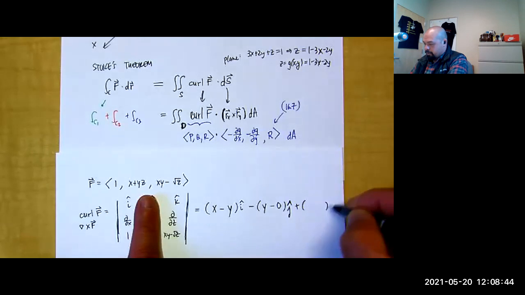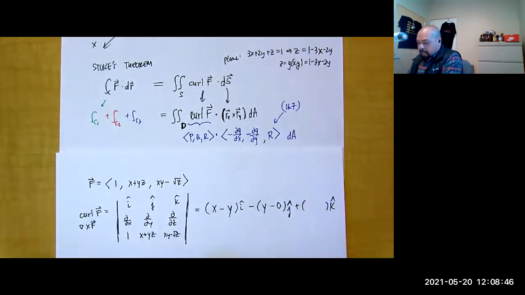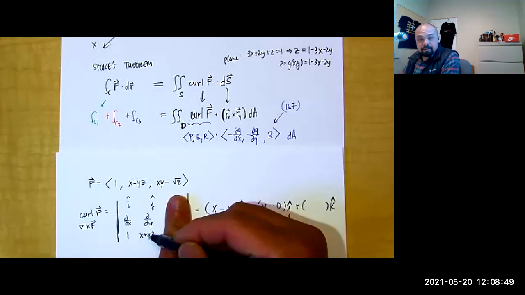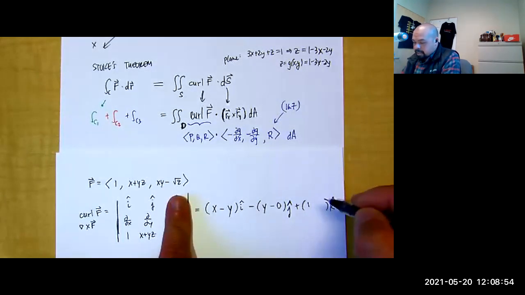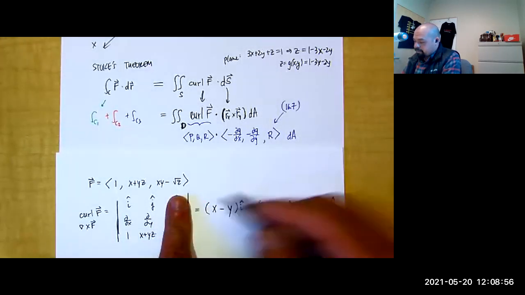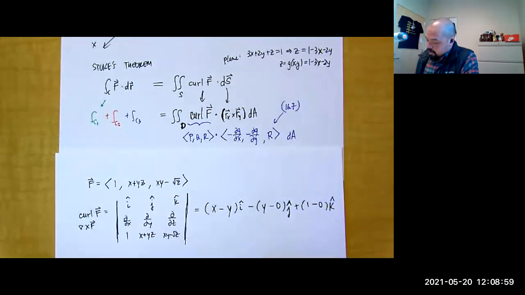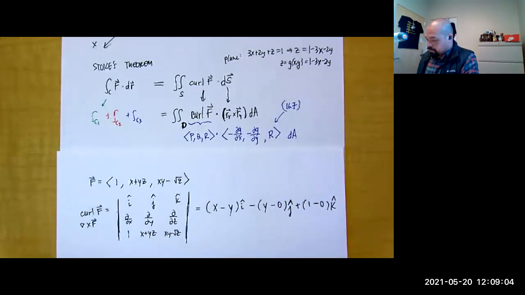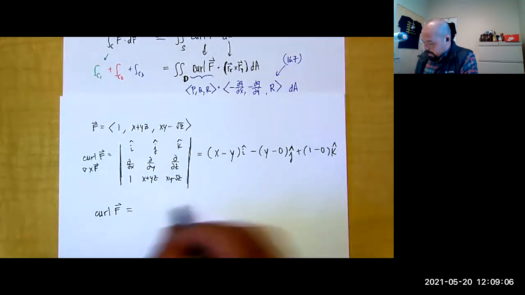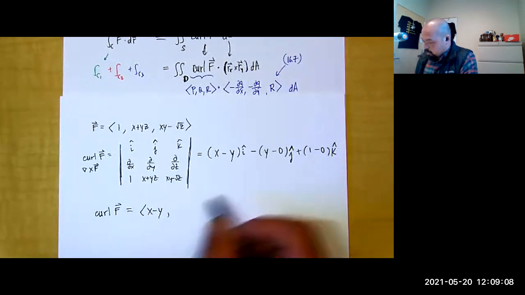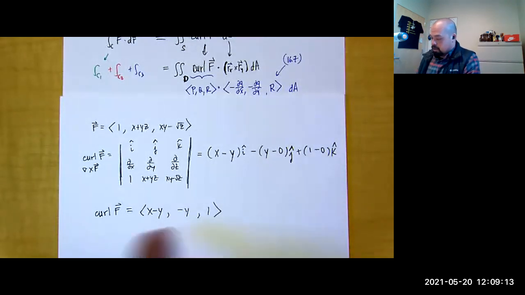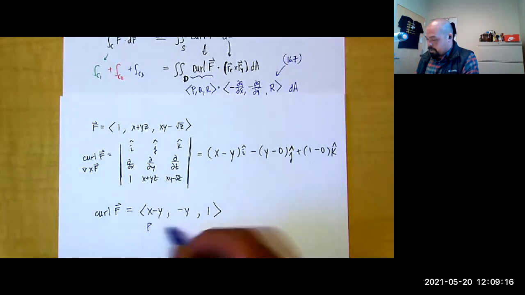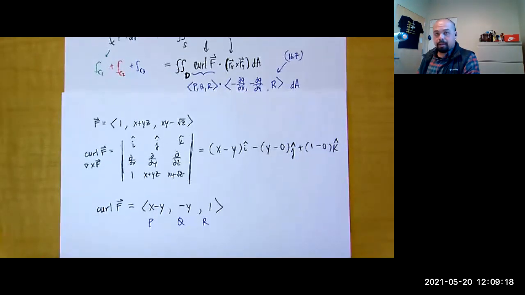And then lastly, the k component, last column, top row, d/dx of x plus yz, yz constant, so we just get a 1. Derivative of the constant with respect to y, 0. So in this case, our curl of that vector field f is (x minus y, negative y, 1). And these are the values we're going to call P, Q, R.